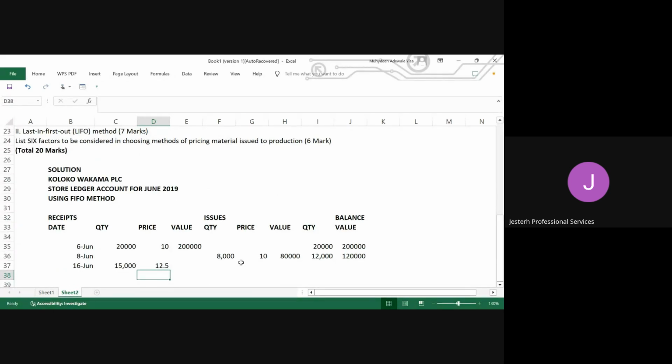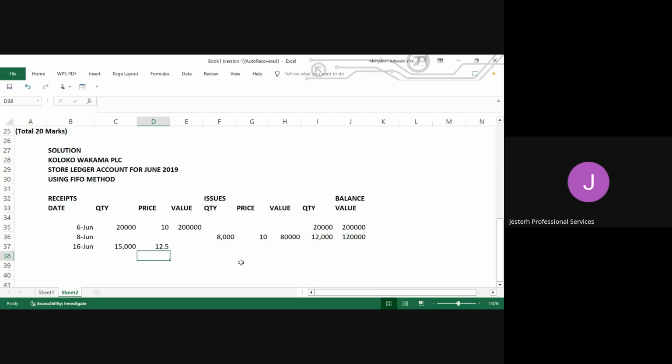Now, what are we going to do? You have 12,000 in the store before. You purchase another 15,000. So how many units of this product are you having in the store now? You need to add the 12,000 units you have left to the one you just purchased on the 16th. When you check your store department now, you are expected to have 27,000 units of this particular product.